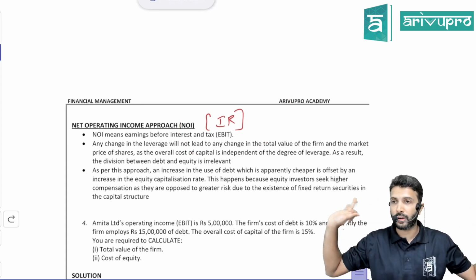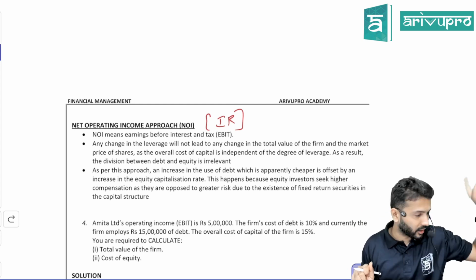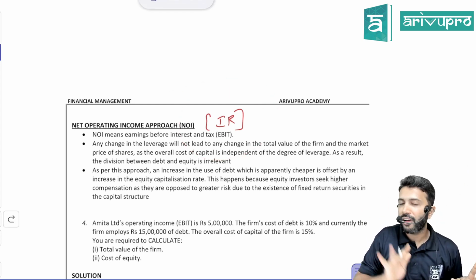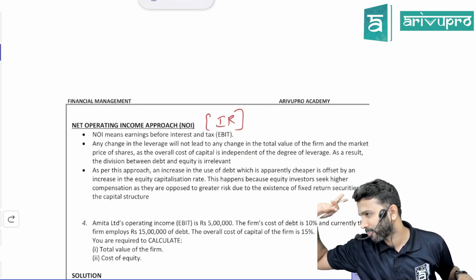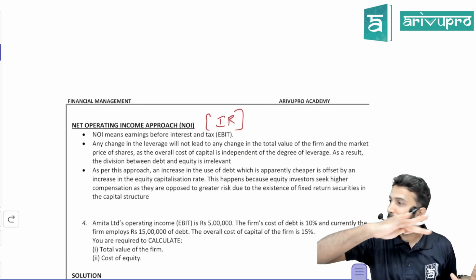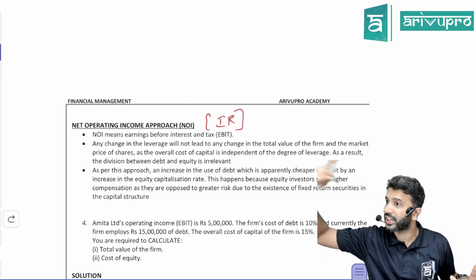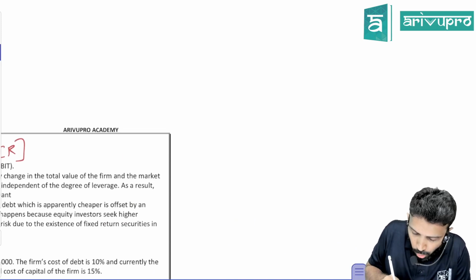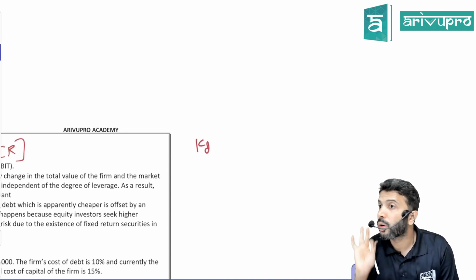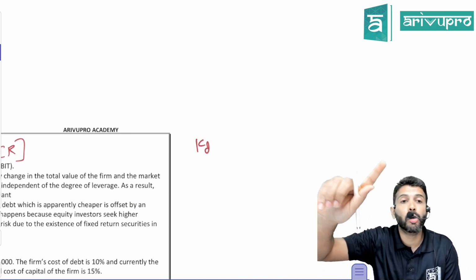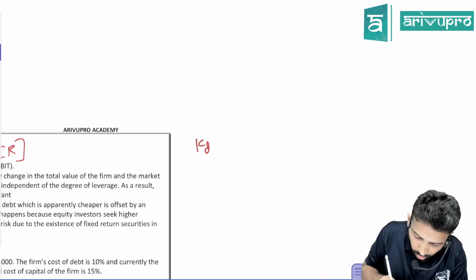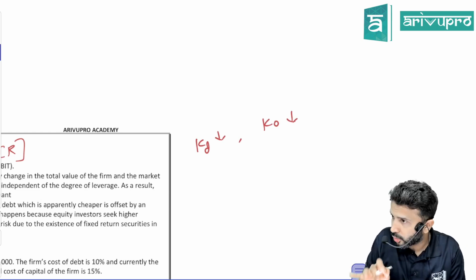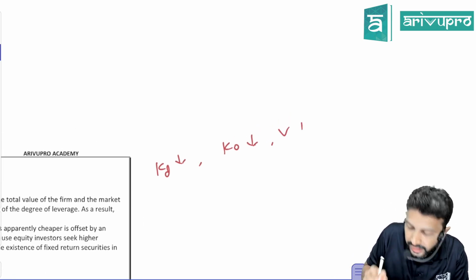Basically, they are the opposition party. The other side is saying value will increase or decrease. This party is saying value will be the same. It will never change. The argument of the net operating income approach is the same. The moment you take debt, debt is no doubt a cheaper source of finance. So the cost of debt is cheaper, overall cost of capital will reduce. So that means value of the firm will increase.